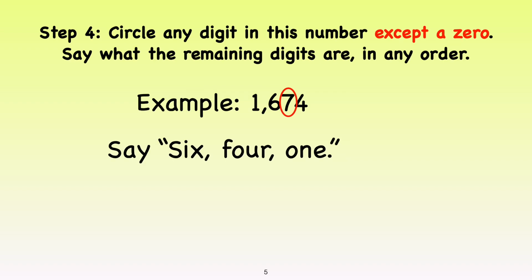Step 4. Circle any digit in this product, except a 0, and say what the remaining digits are in any order. This is the student's job. So for example, the product was 1,674, and the student might say 641. Add the digits. You, the instructor, should add the digits as the student reads them. Here, the sum is 11. Since that is a two-digit number, add the digits again. The digits of 11 are 1 and 1. 1 plus 1 equals 2.